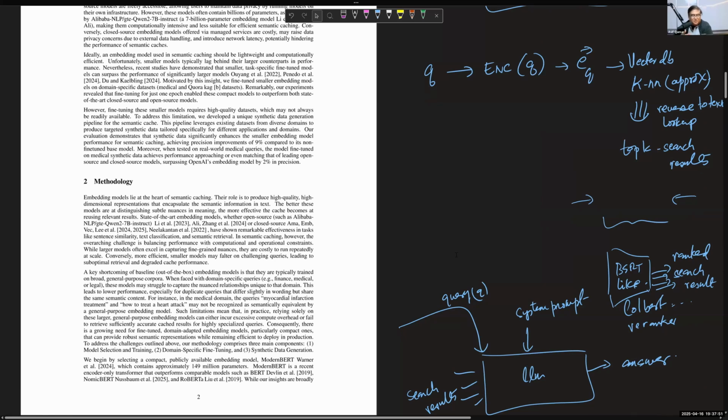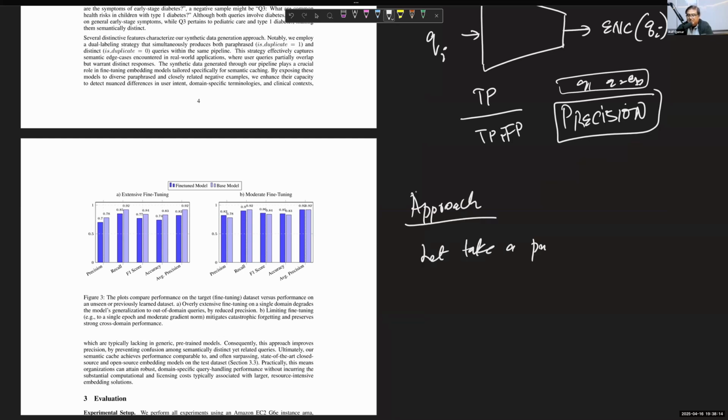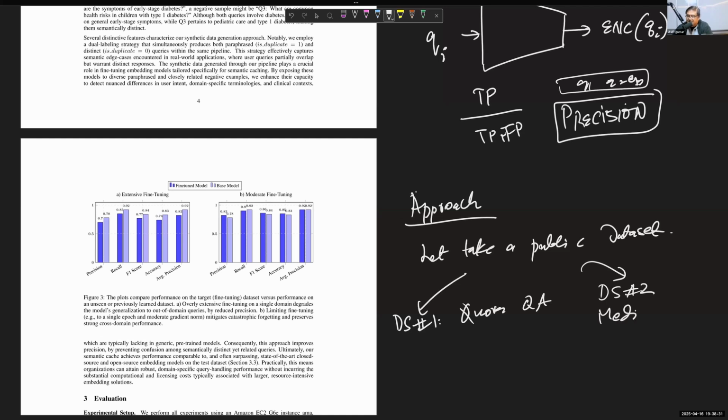What they do, and I won't go through the method line by line, but I'll just explain. Let me just decompose the approach into two things. They say, let us take a public data set. They take two data sets. DS1 is the Cora QA data set. The second data set, data set number 2, that they take is a medical data set.